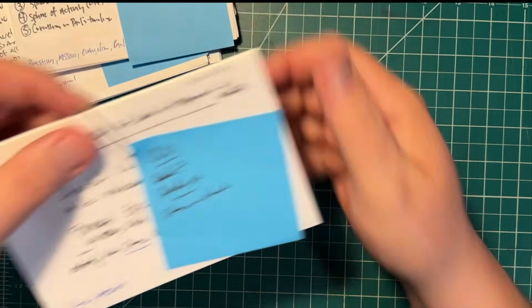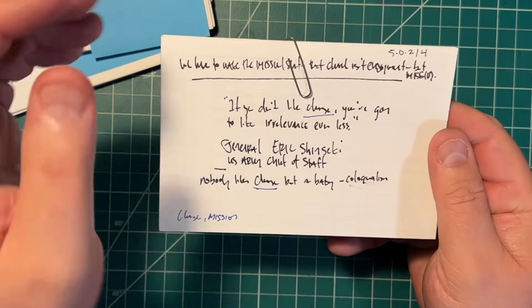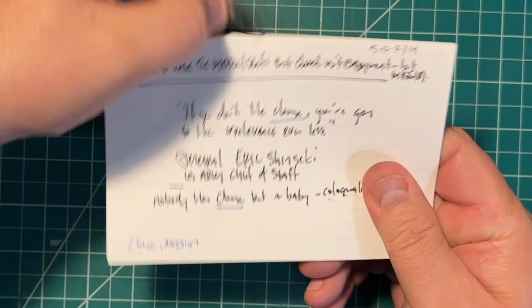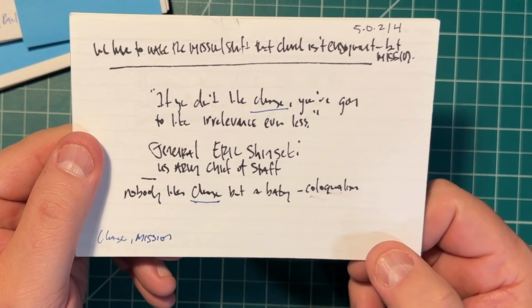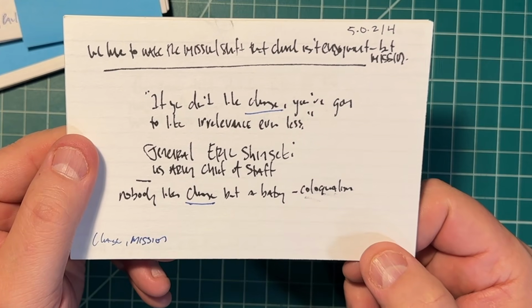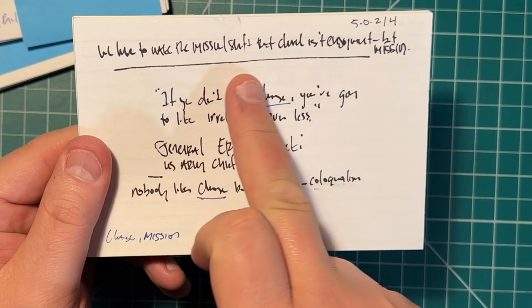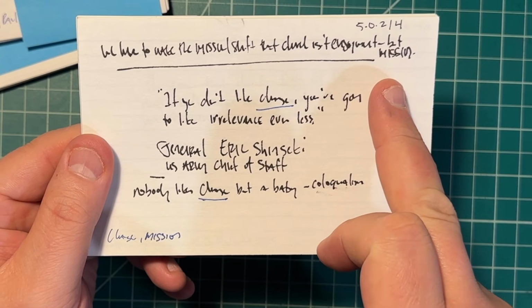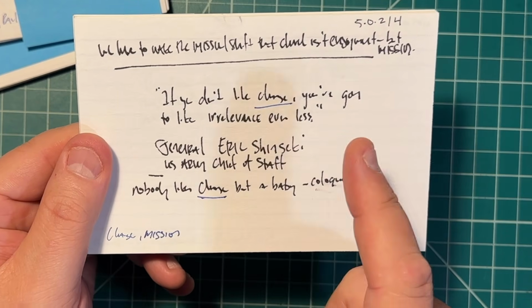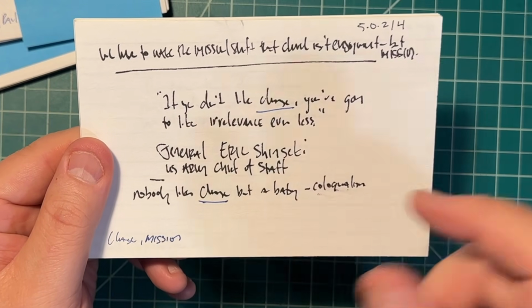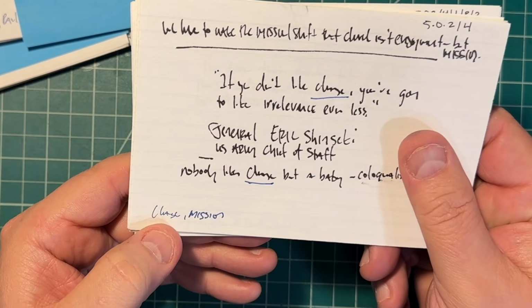So, okay, here's a very old and very large structure. We're not going to go through this whole structure because it's really, really big. This predates when I was putting my dates on here, so I do know that means it's probably from at least the middle of October of 2024. And it's just this statement: we have to make the missional shift that church isn't enjoyment but mission. And I've got a quote here from this guy. I probably read this in a blog post or heard it somewhere else: if you don't like change, you're going to like irrelevance even less. And I see it tagged here, change and mission.